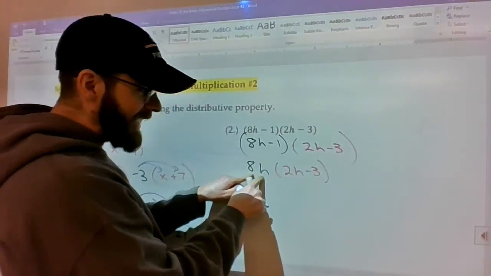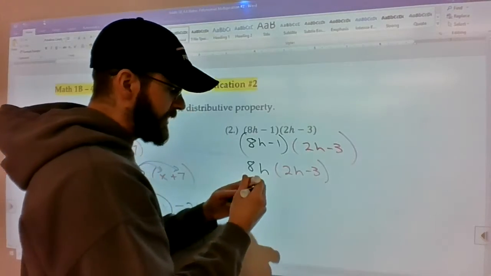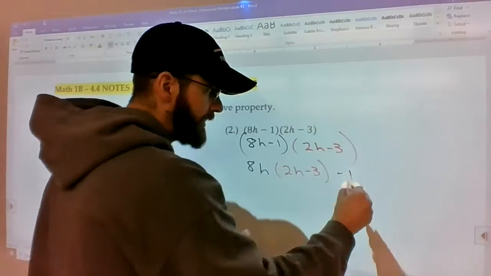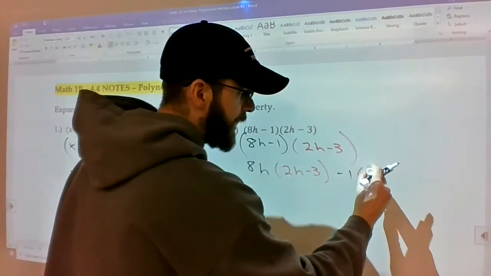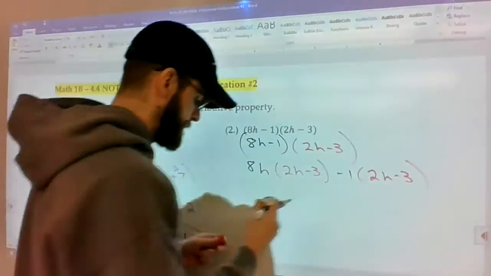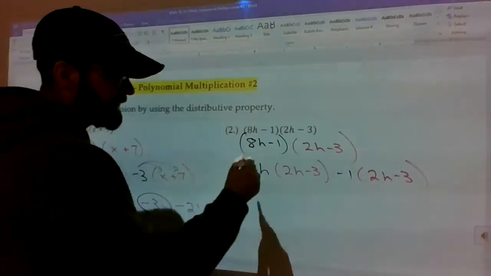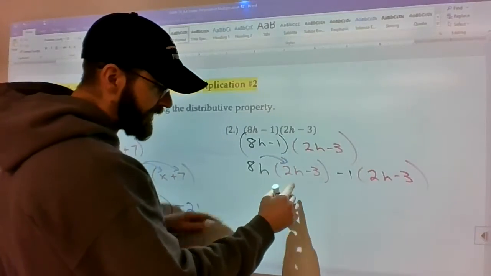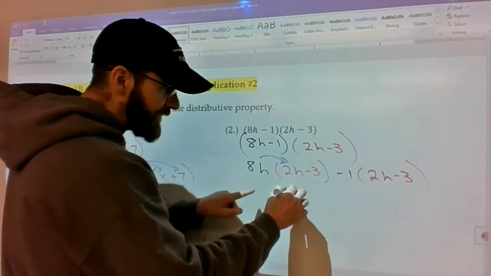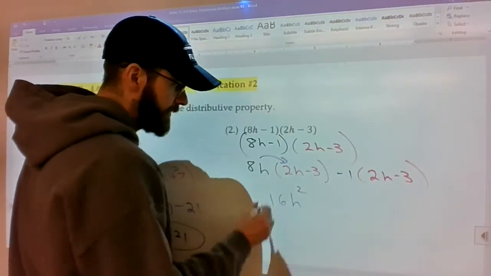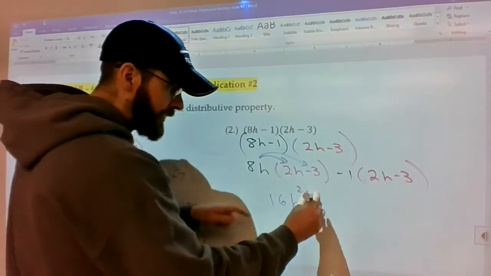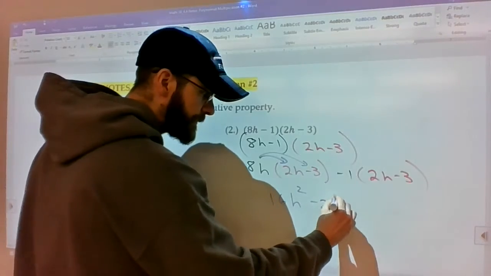So black 8h times red 2h minus 3. Black negative 1 times red 2h minus 3. Same idea, distributing both parts. Take 8h times 2h, it's 16. H times h is h squared. Minus 24, tag along the h.